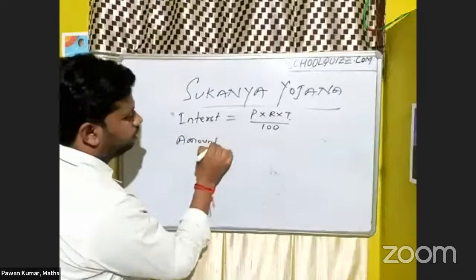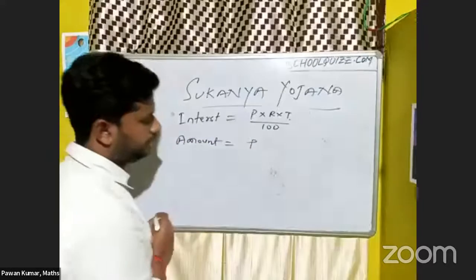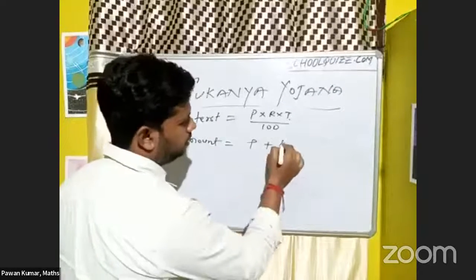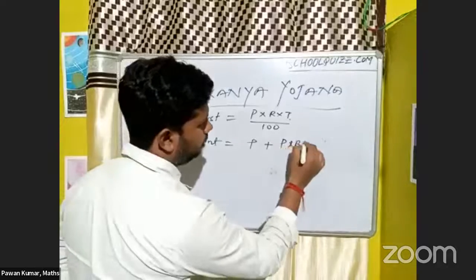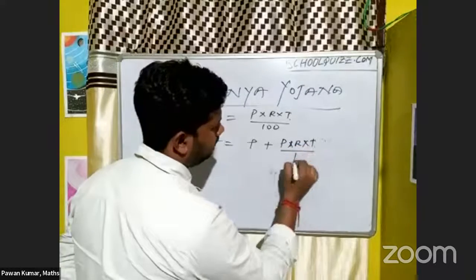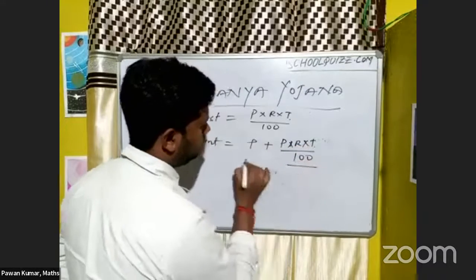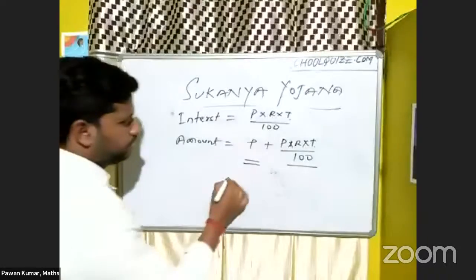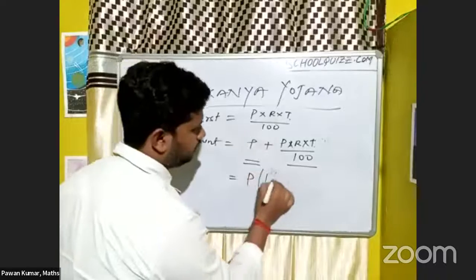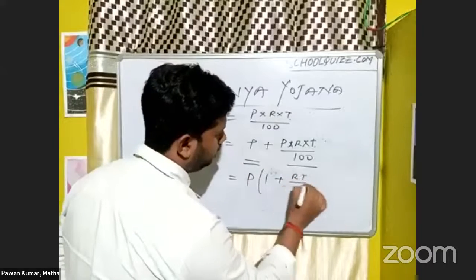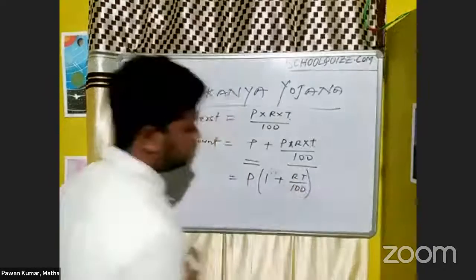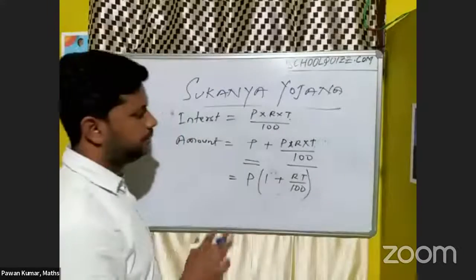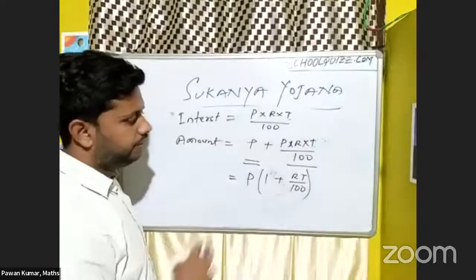So what will you do? Just keep the principal first, then your P into R into T by 100. This is for interest and this is for principal. That will be your amount. Correct? So if I take P common here, it is 1 plus RT by 100. Clear? So now, if it is for the second year, what will happen?